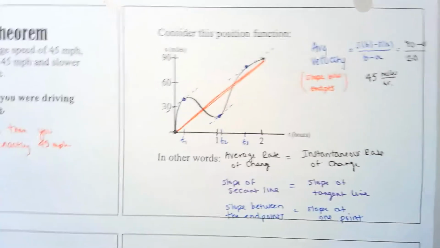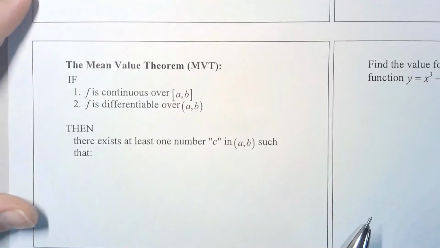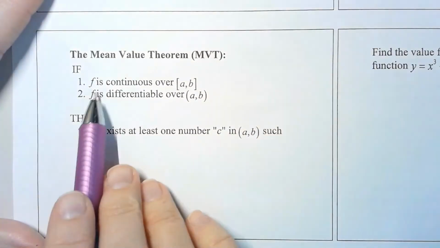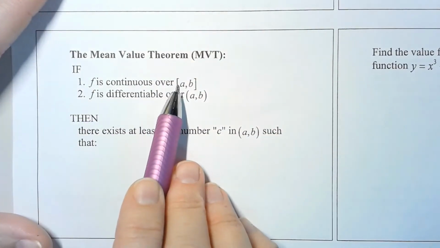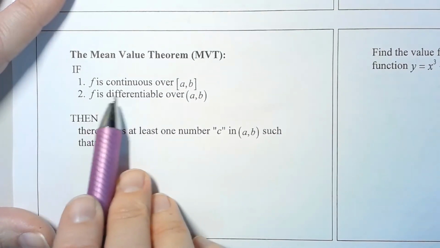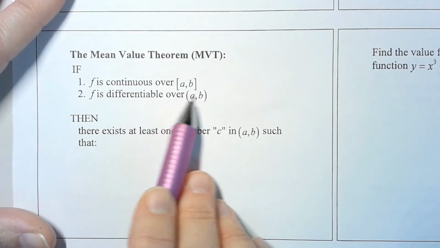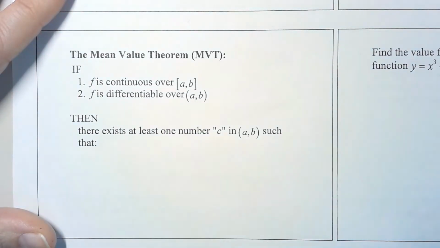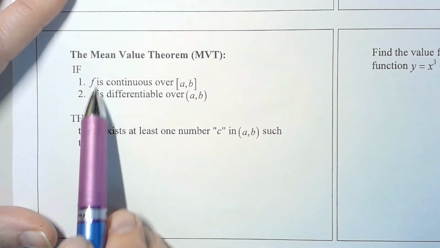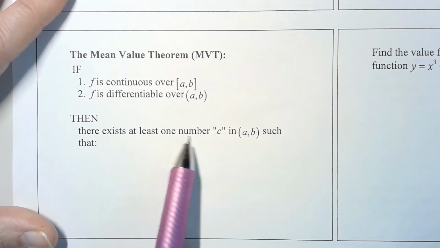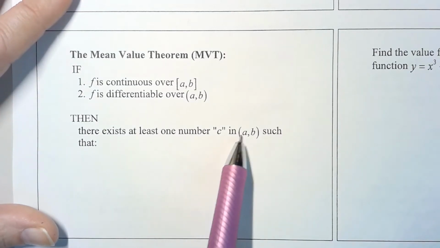Okay, let's write this down in terms of mathematical definition. The mean value theorem has 2 conditions for it to work. Number 1, your function must be continuous on the closed interval, and your function must be differentiable in the open interval, meaning we don't talk about differentiability at an endpoint, do we?